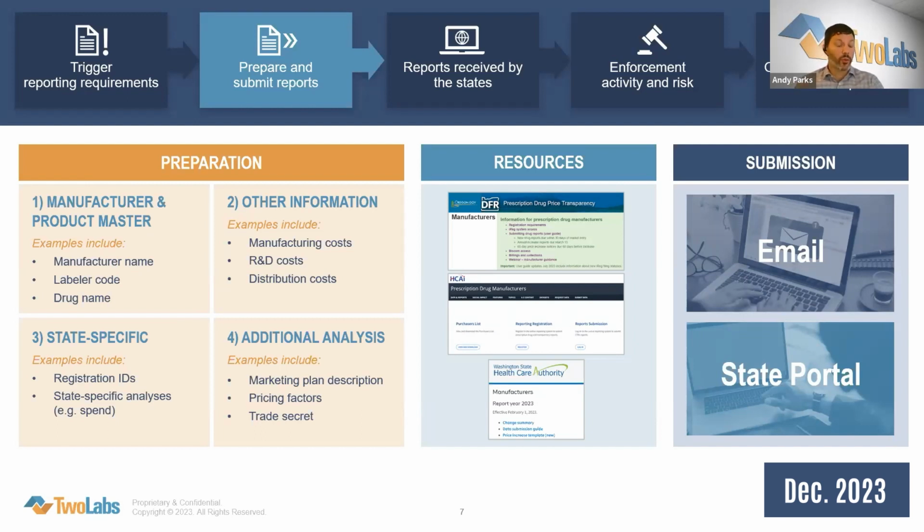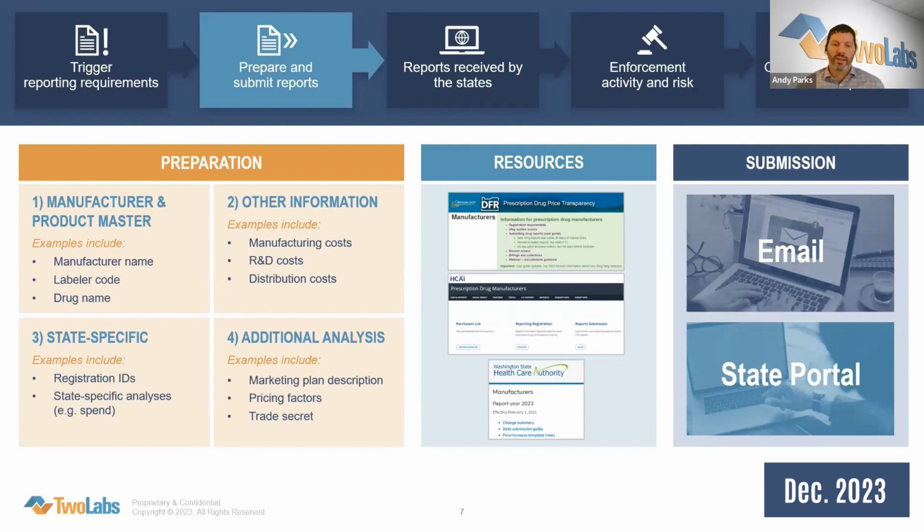Which brings us to the fourth bucket, and this is arguably the heaviest lift within the DPT reporting requirements. These are some of the additional analyses that probably don't or potentially don't exist readily available within your organization, but you may have to do some additional interpretation, additional analysis, et cetera. A couple examples we've got identified here.